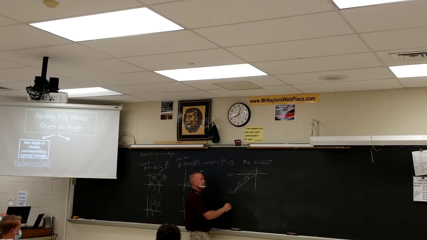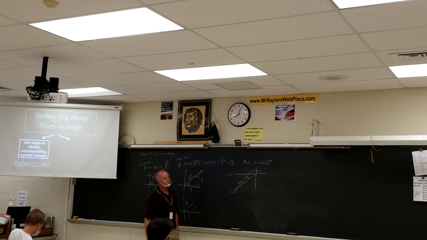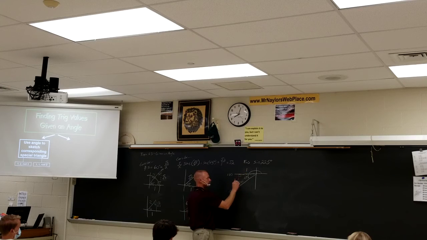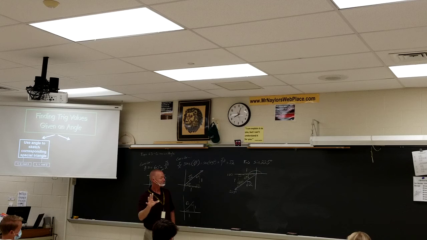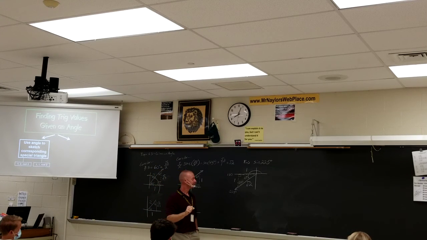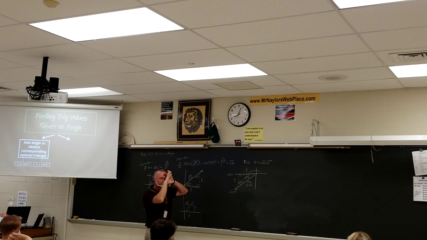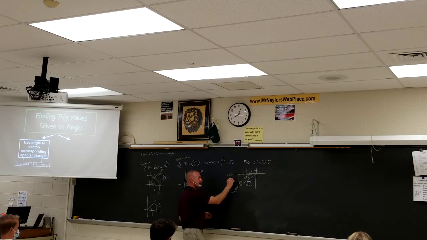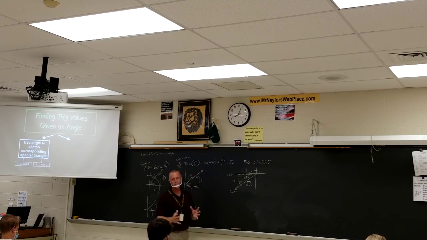So we have a 45, 45, 90? Sure. How about the sides of a 45, 45, 90? 1, 1, root 2. Negative 1? Negative 1, root 2? Better.